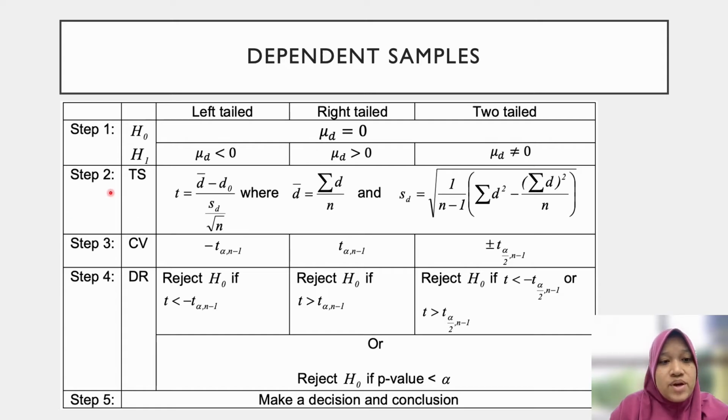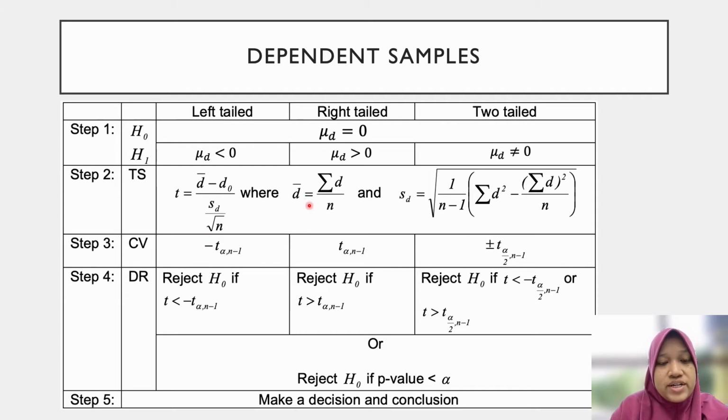And then the second step, you have to calculate the test statistic value. If you still remember, the formula is given by t equals d bar minus d naught over sd over square root n. D naught refers to the hypothesized value; if you are putting any other value, it will replace the d naught. If not, we just put it as 0.